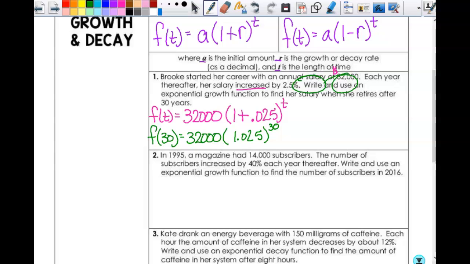One thing you've got to pay attention to, because these are easy and not new, is that it says annual salary, each year after, and find the salary when she retires after 30 years. You want to make sure those units are all the same, so you're not having to do anything weird. Now you can type that in your calculator just like that. You don't have to use the multiply sign, you can just put the parentheses there. The exponent key is the x with the little box at the top. You put the little 30 in. You should be able to make it look exactly like it does here.